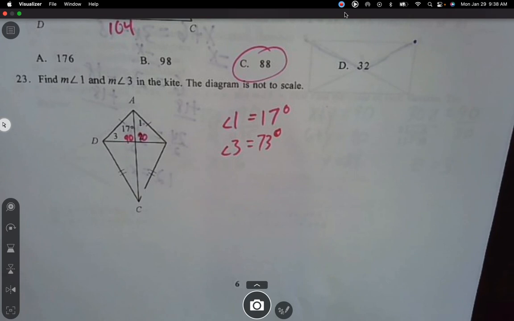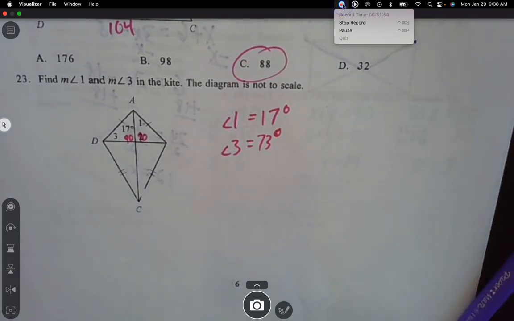Woo. Out of 10? It's out of 10? That's not bad.